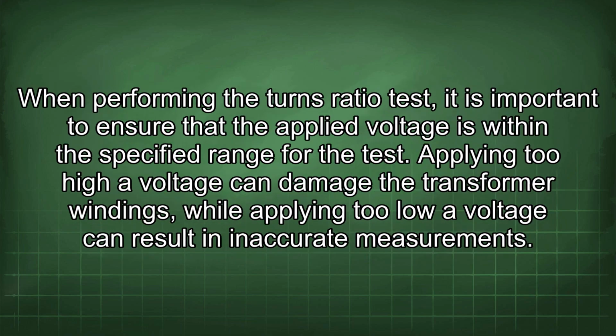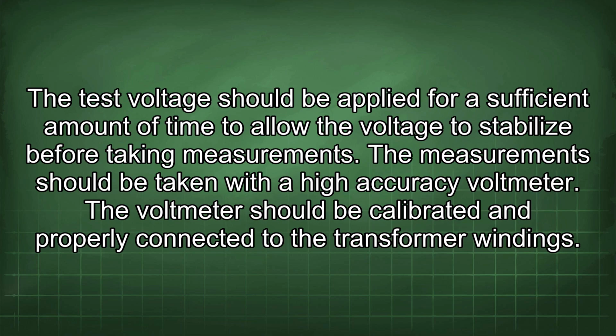When performing the turns ratio test, it is important to ensure that the applied voltage is within the specified range for the test. Applying too high a voltage can damage the transformer windings, while applying too low a voltage can result in inaccurate measurements. The test voltage should be applied for a sufficient amount of time to allow the voltage to stabilize before taking measurements.